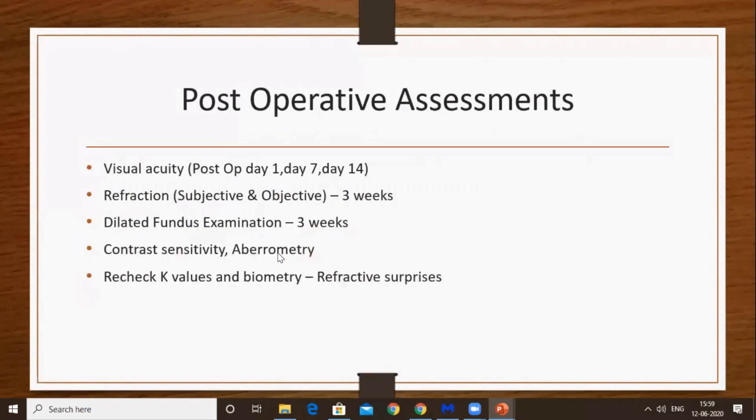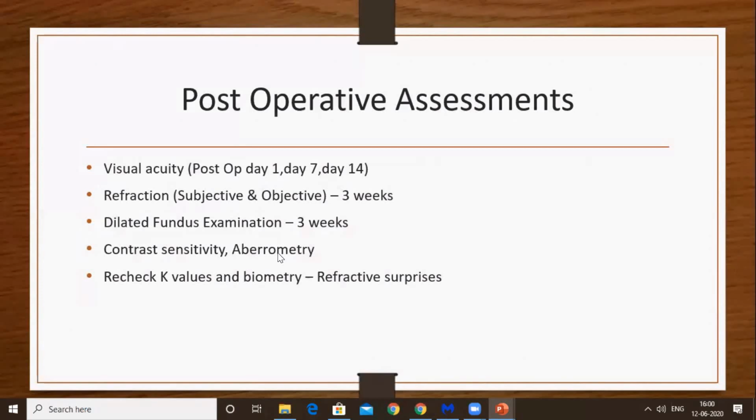After surgery, you want to check the visual acuity on post-operative day 1, day 7 and day 14. Visual acuity on post-op day 1 is very important because we want to look at how much the patient has improved after the surgery. If the patient complains that the vision is the same, then you want to look for any kind of inflammation or infection in the operated eye.